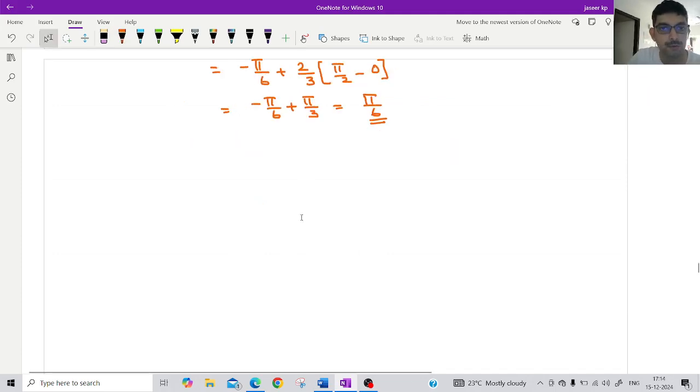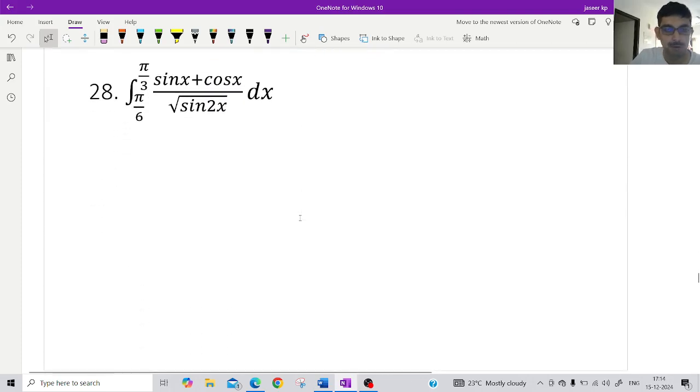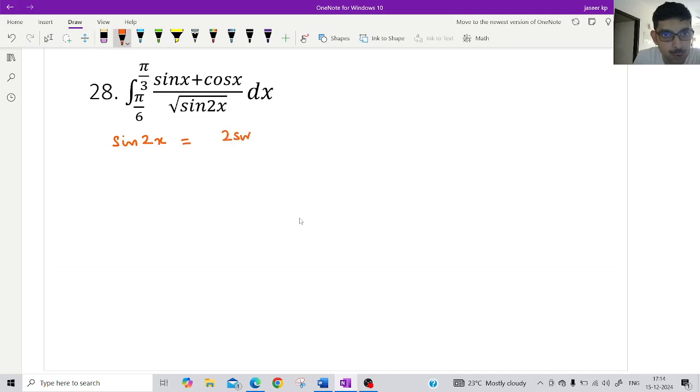That is the answer to this problem. Now we will move to the next problem, that is problem 28: integral from pi by 6 to pi by 3 of sin x plus cos x divided by root of sin 2x. Before doing this, we will be rewriting sin 2x. The standard formula for sin 2x is 2 sin x cos x. So we can write it as 1 minus, 1 minus 2 sin x cos x.